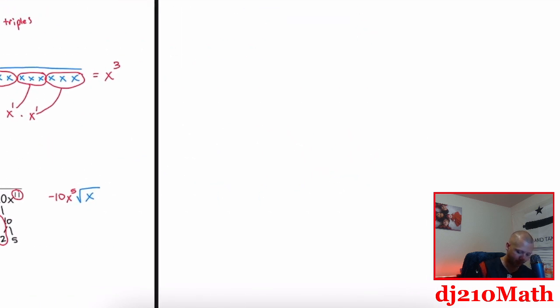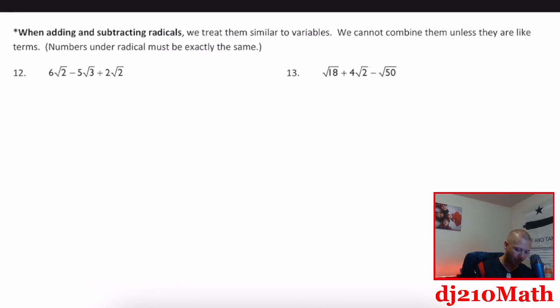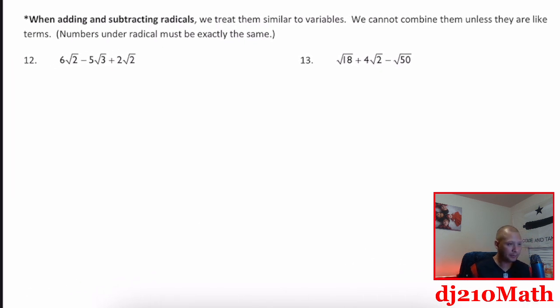All right. We're almost done. When adding and subtracting, basically we treat them similar to variables, right? You can only combine them if they're like terms, right? If they're not like terms, meaning whatever the root is, then you can't combine them.